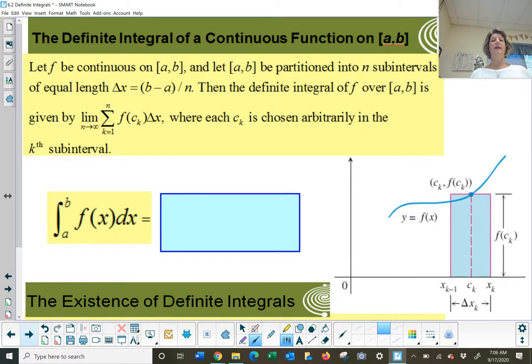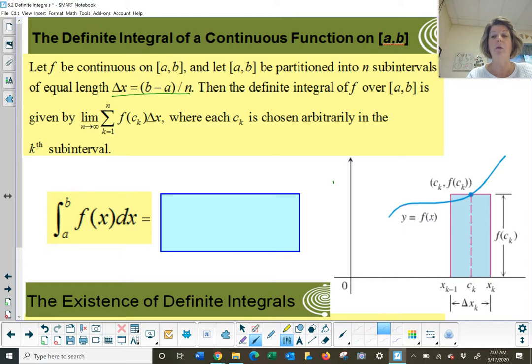You know the definite integral of a continuous function on a to b is a function that's going to be partitioned out from x equals a to x equals b. It says let f be continuous on the closed interval a to b, and let a to b be partitioned into n subintervals of equal length, where we can calculate the width of our intervals, saying delta x is equal to b minus a divided by n.